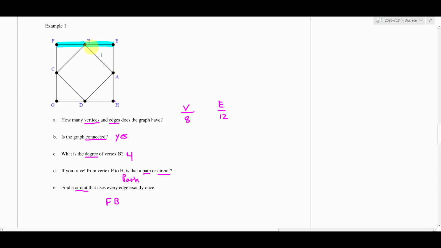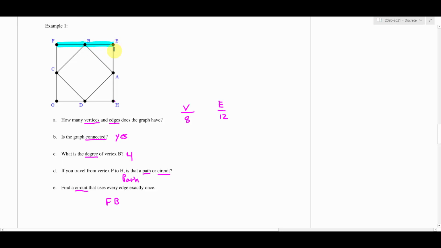Right, and you could have gone to A. Right, there's many ways to do this. I'm just making a circuit. You'll find your own circuit. Okay, so I went from F to B and then from B to E, and now that I've traveled these 2 edges, I cannot use them again. I cannot use these to return back to F.